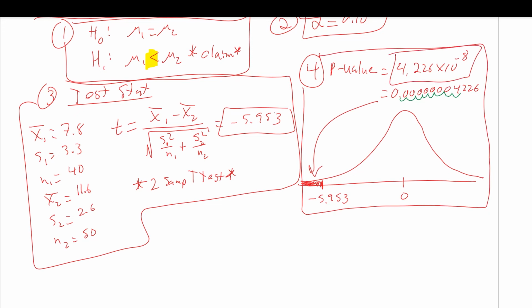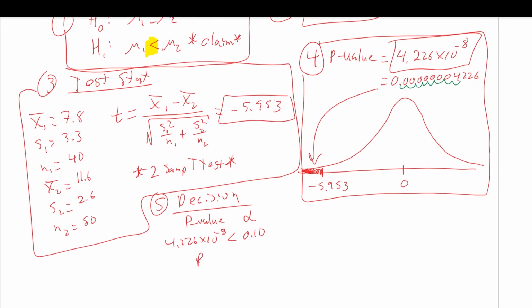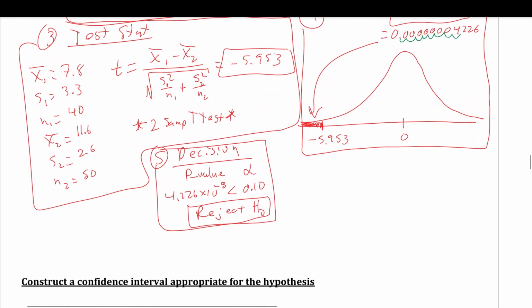Step 5, we're going to make a decision. The decision is made by comparing your p-value to your significance level, which in step 2 was 10%. Our p-value was 4.226 times 10 to the negative 8, which is much less than 10%. We're very confident in rejecting the null hypothesis because there's a very small chance of us being wrong in that decision. All right, let's go ahead and come up with our conclusion statement here.